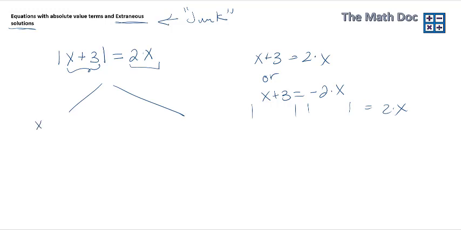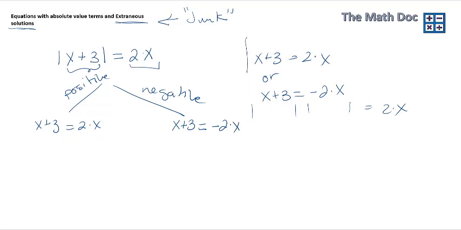We have here x plus 3 equals 2 times x. So this is when it's positive on the inside. And when it's negative, we can write it out as x plus 3 equals negative 2 times x, right? Because it's negative in there. Okay, so these are pretty simple to solve.